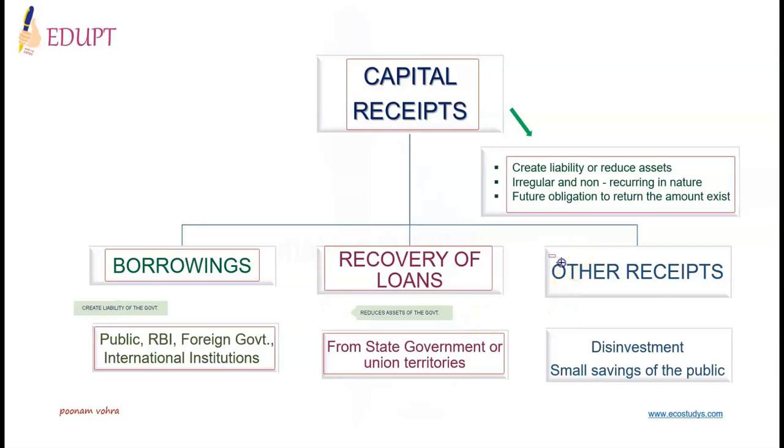Then there are other receipts, which include disinvestment, that is, selling a part or whole of shares of public sector units. It simply transfers the ownership to private enterprises, and hence disinvestment reduces assets. Then funds are raised from public in the form of post office deposits, national savings certificates, Kisan Vikas Patra, etc., which are small savings of the public, and these increase the liability of the government.